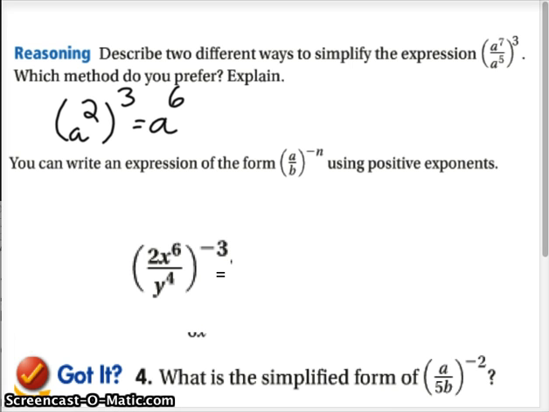Now, you could start by distributing that 3 through first. So power of a power, you could get a to the 21st on top, 7 times 3, and then get a to the 15 on the bottom, 5 times 3, and then use that to get a to the 6.